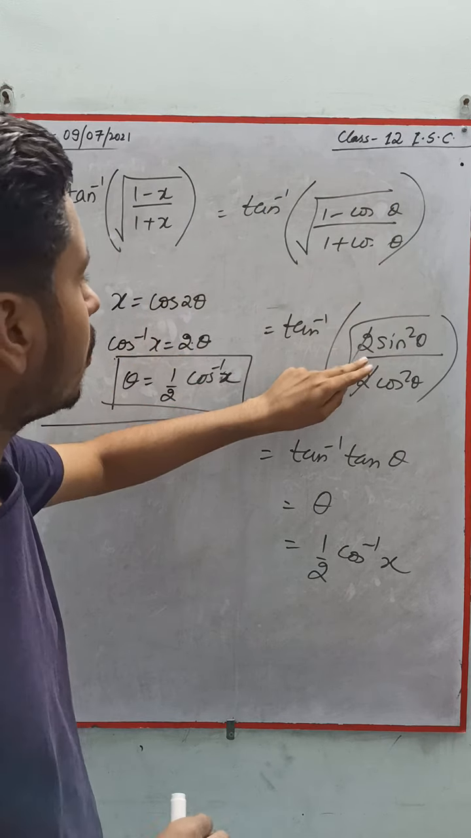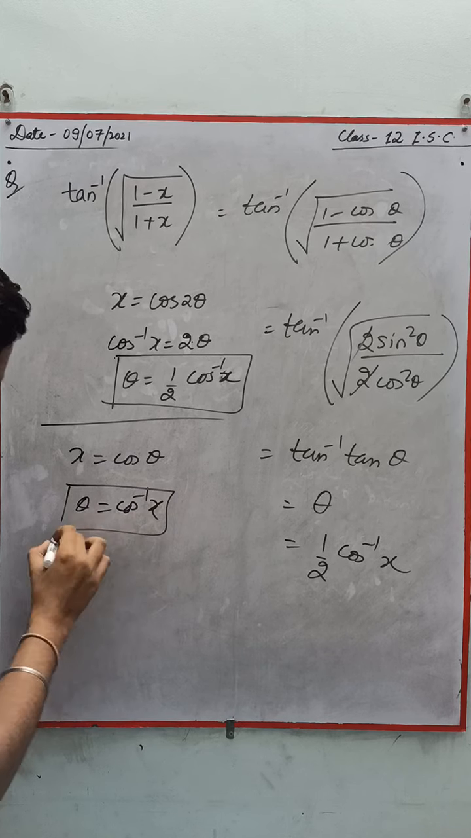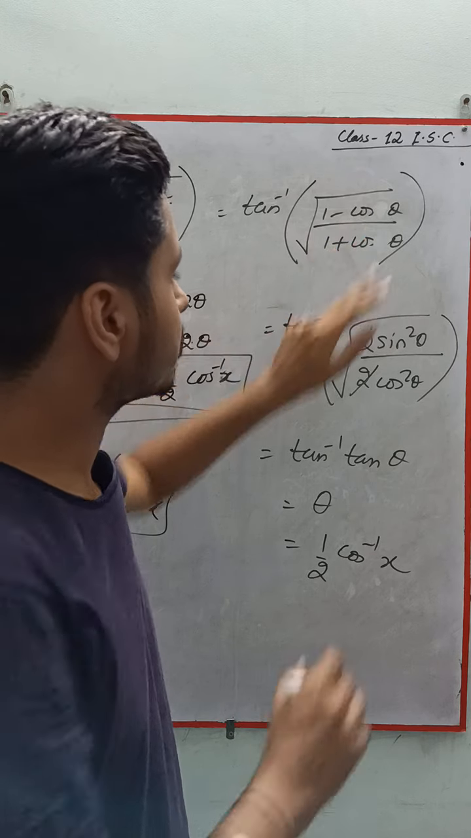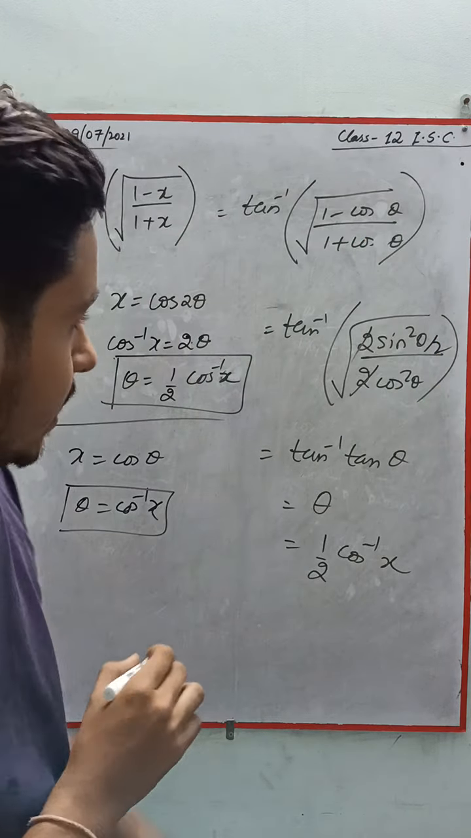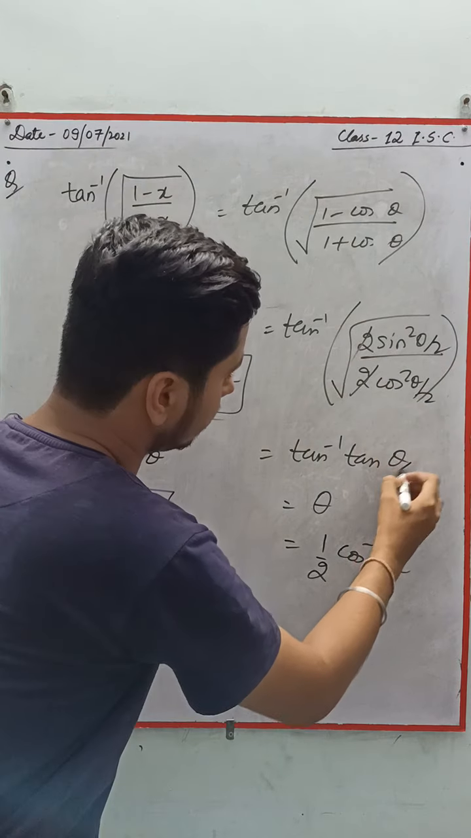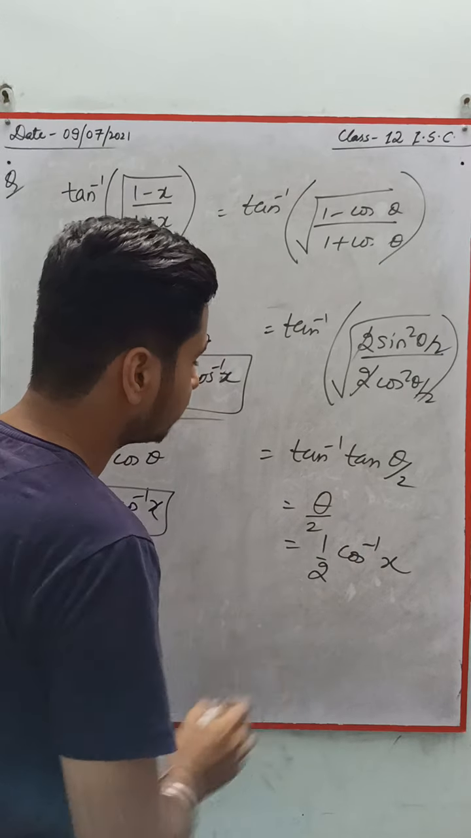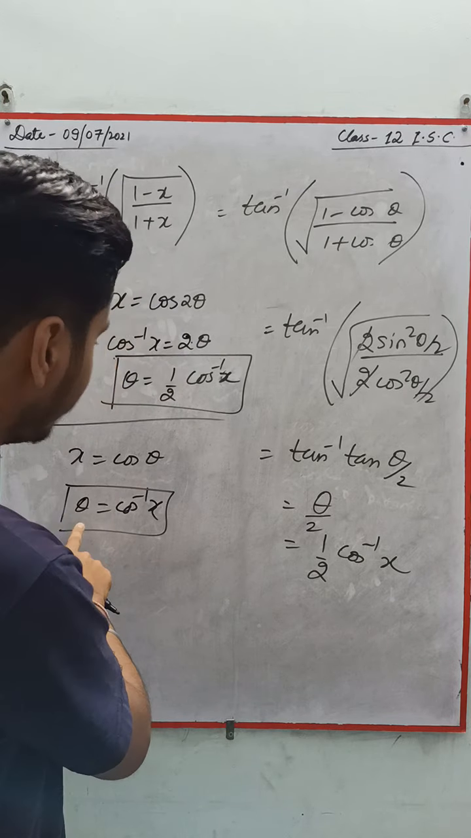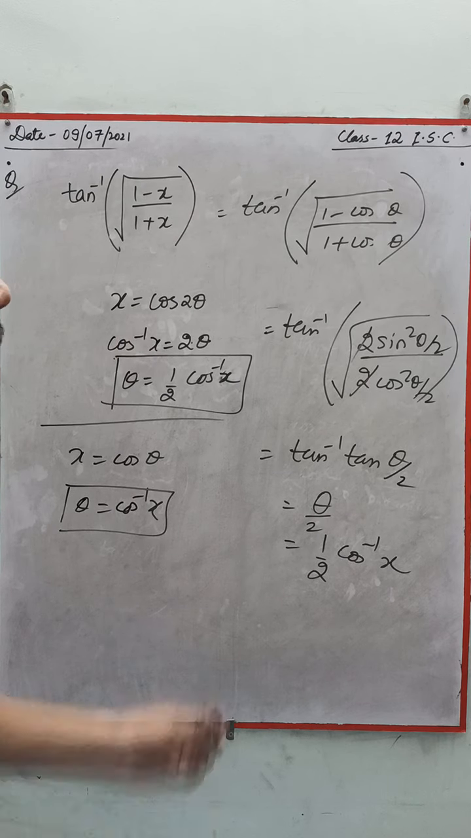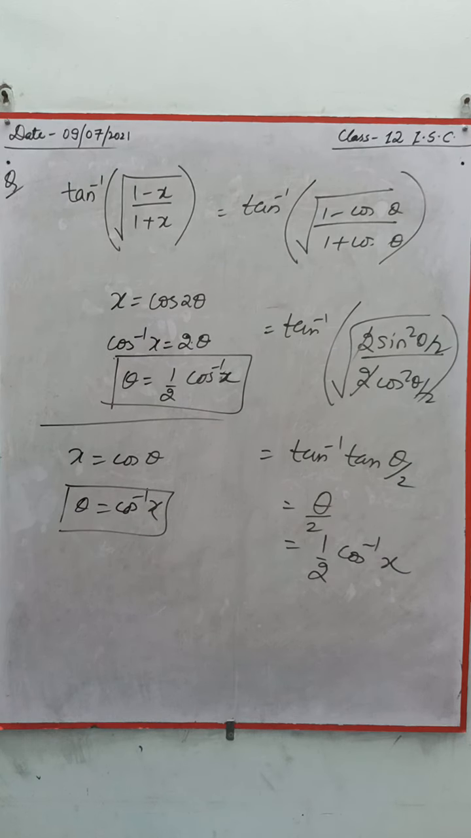Now the formula, so what will be theta from here? Cos inverse x. Now what happens? 1 minus cos theta will give you 2 sine square theta by 2, and 1 plus cos theta will give you 2 cos square theta by 2, and it will be tan inverse tan theta by 2, so theta by 2. So on putting the value of theta as cos inverse x, we get half times cos inverse x, hence proved. So like this you have to do. I hope you have understood this method.